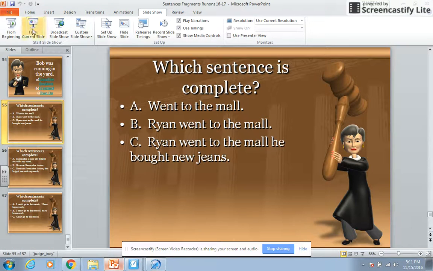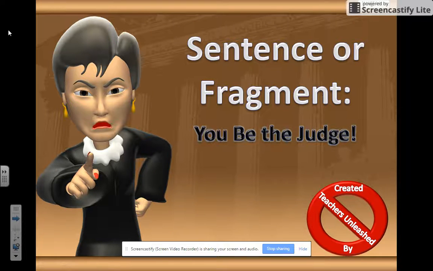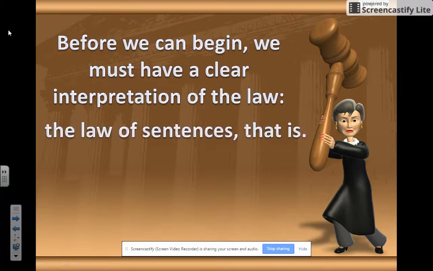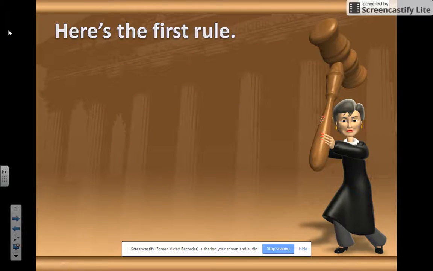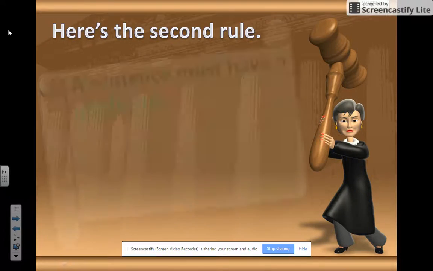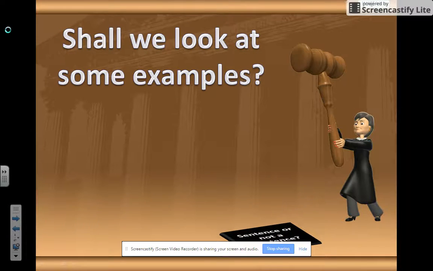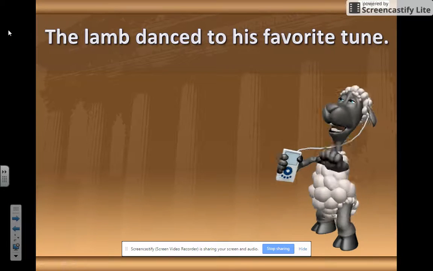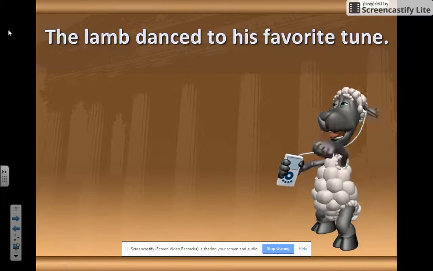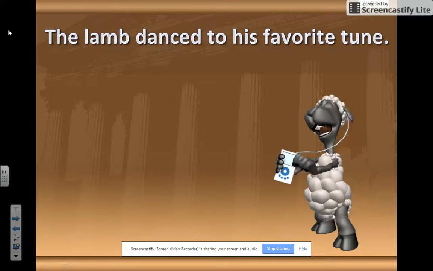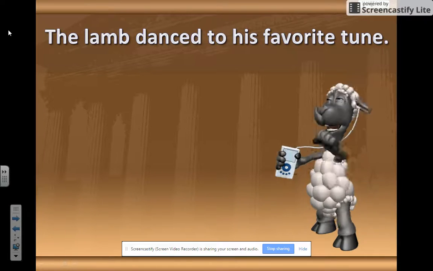So let's take a look at a little PowerPoint here. And what we're going to do is we're going to review fragments, first of all. We're going to skip through a lot of these slides here because we talked about this already. But what I do want to take a look at is this. The lamb danced to his favorite tune. So my first question, what I'm trying to do is I'm trying to figure out, is this a complete sentence or is this a fragment?